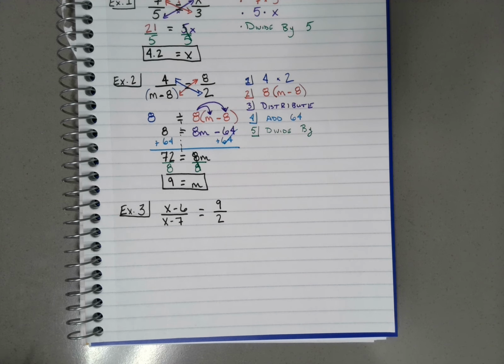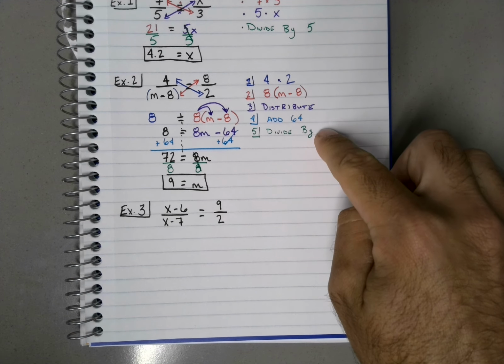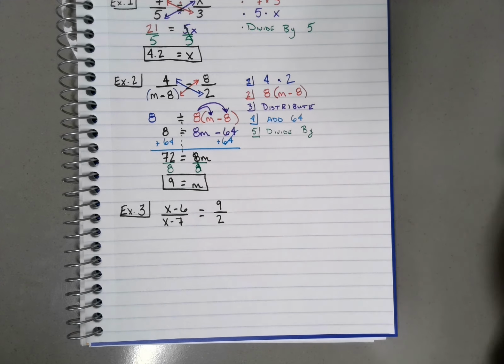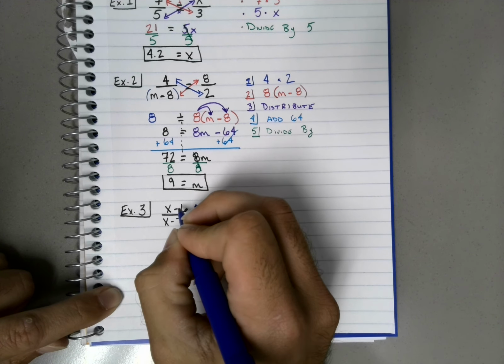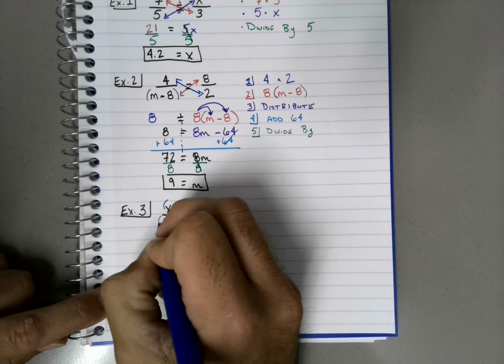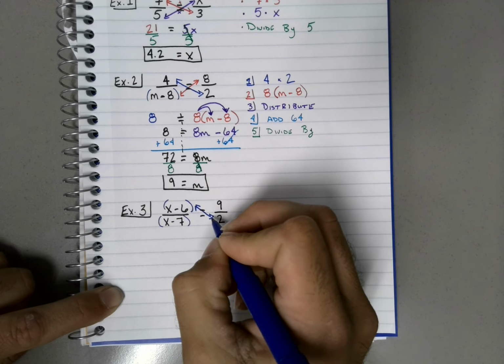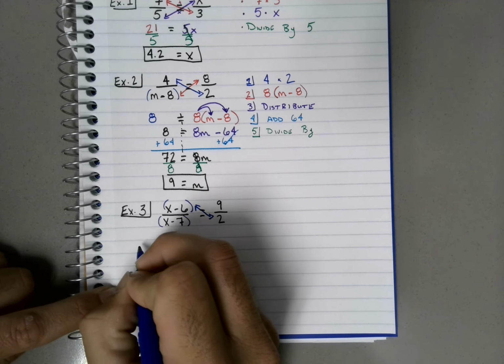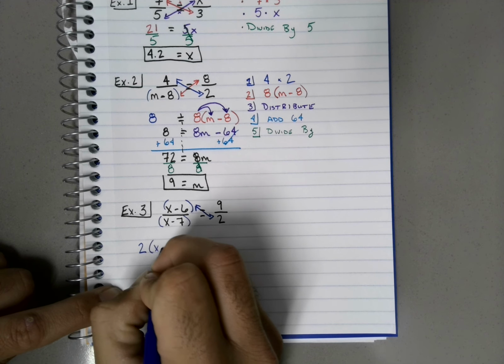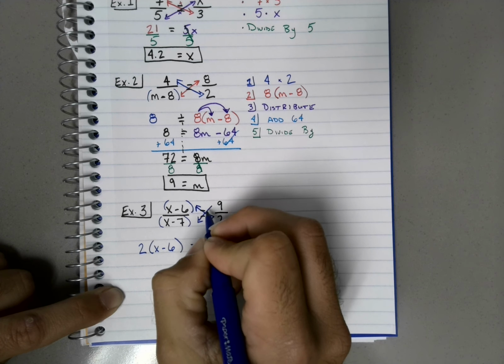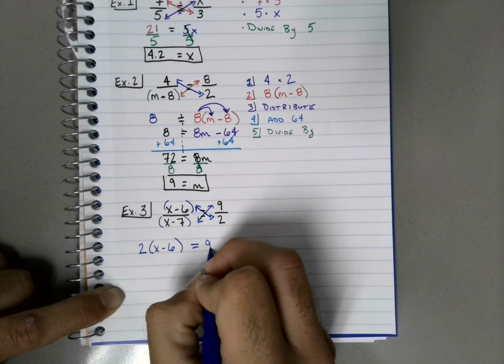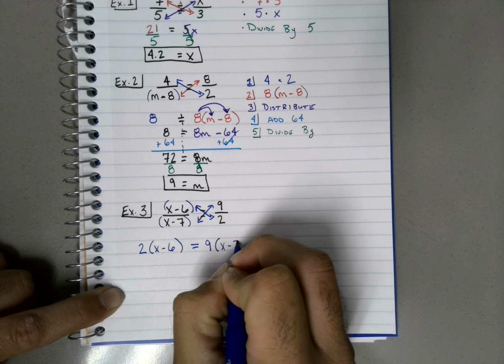Okay. Now I'm not going to list all my steps here, all right, because I've done this already, but we're going to go through this together, and I will do it in different colors so you can see the steps. So let's cross multiply first. Now what will help some of you all, let's take these, let's put them in parentheses. Okay. This is 2 times x minus 6 equals, cross multiply here, 9 times x minus 7.